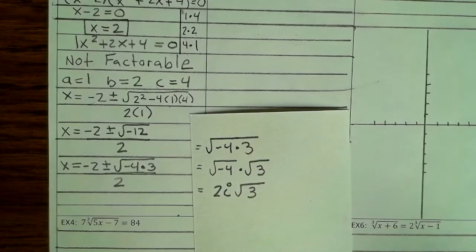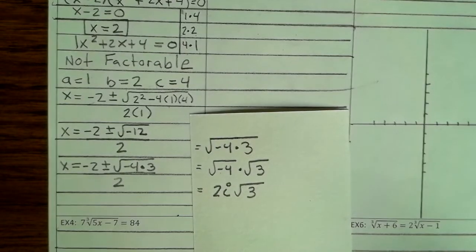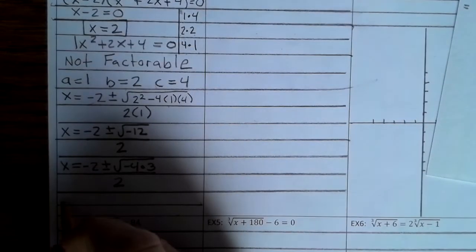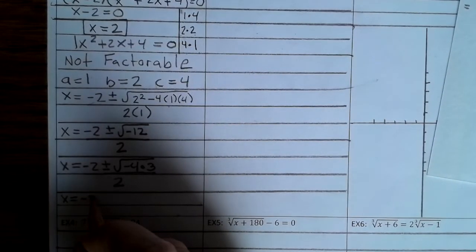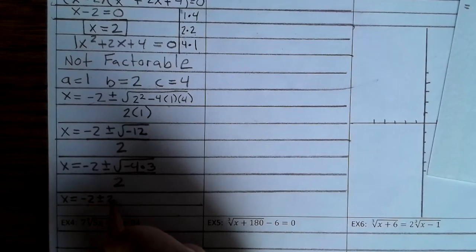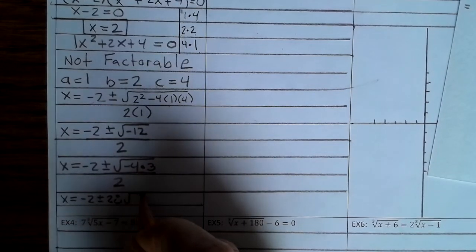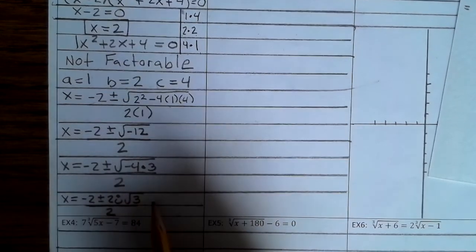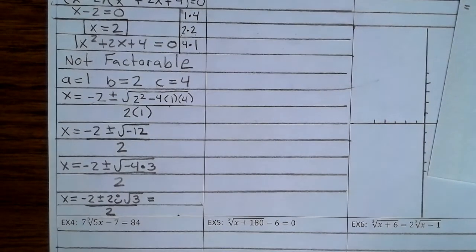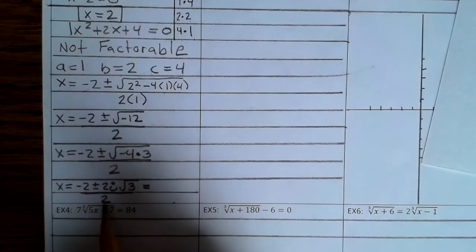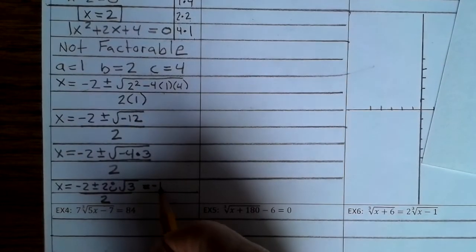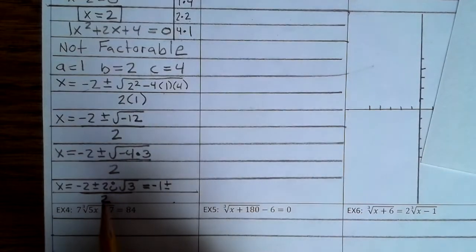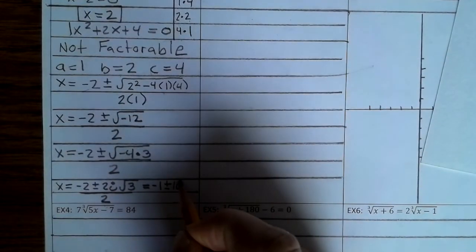Okay, so with that said, this is x equals -2 plus or minus 2i times the square root of 3 divided by 2. But now we can divide everything by 2. So -2 divided by 2 is -1 plus or minus 2i divided by 2 is 1i square roots of 3. Okay, so go ahead and finish up example 1.